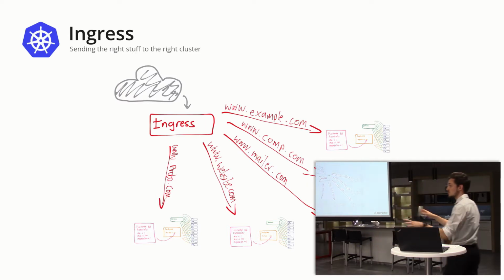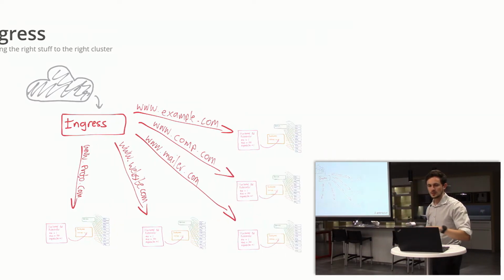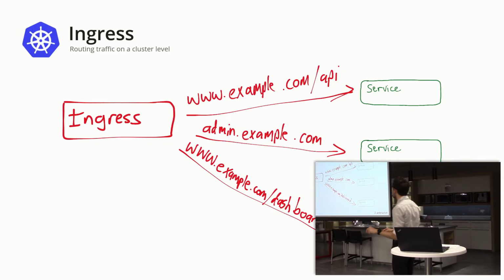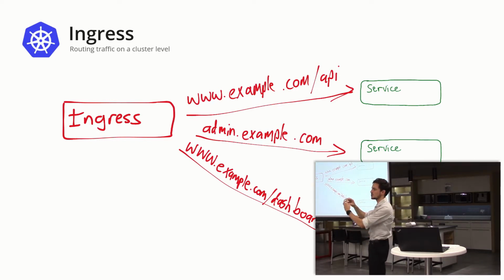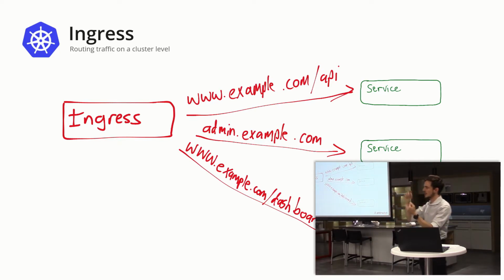And not only that, and this is where it gets really cool, within Ingress you can specify on subdomains and subpaths which service it should go to within that cluster. So you can say, if it comes in as /API, then it should go to my API service. If it comes in as admin.example, it should go to this other service. And if it comes in as /dashboard, it should go to another service. So all of a sudden, we've got HTTPS, and we've got all of our routing sorted as well. So that's Ingress.